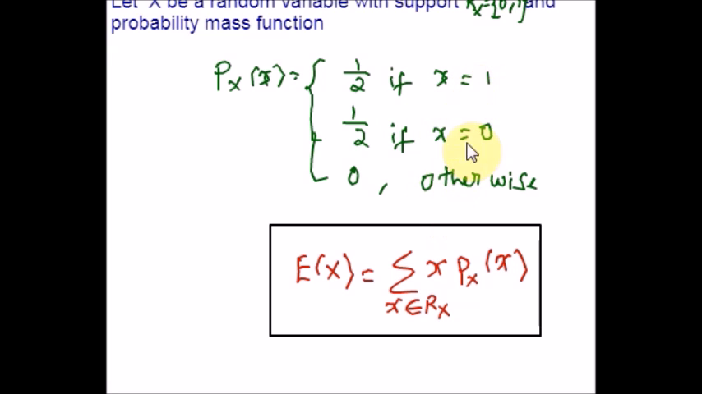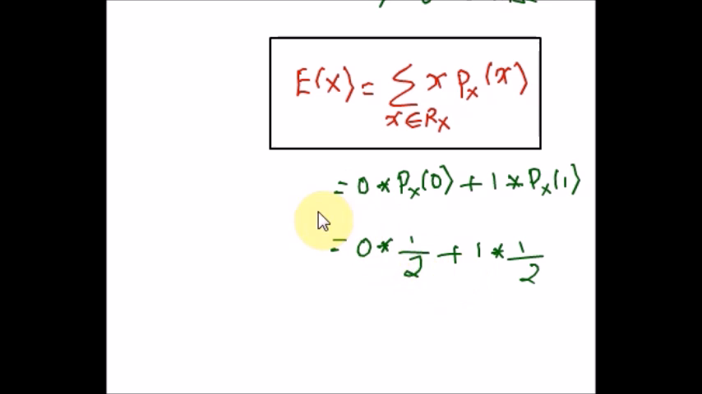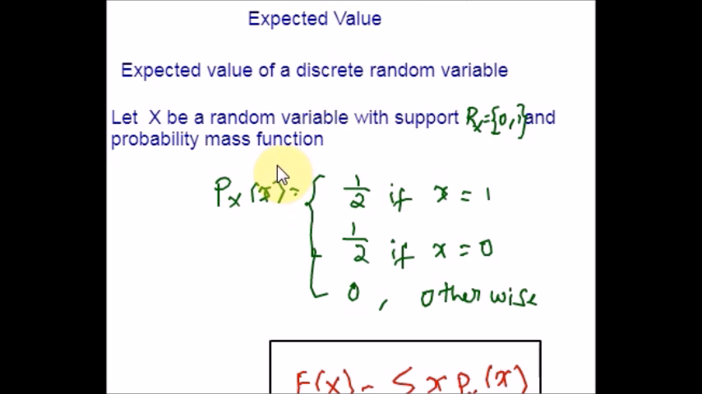When x is equal to 0 and 1, because you just have two elements, 1 and 0: 0 times p of x when it is 0. When x is equal to 0, p of x is 1 over 2. And when x is equal to 1, p of x is 1 over 2. So 0 times anything is 0. So this term will vanish, and half times 1 is half. Hope you're clear with this example. Hope you got an idea on the expected value of a discrete random variable.